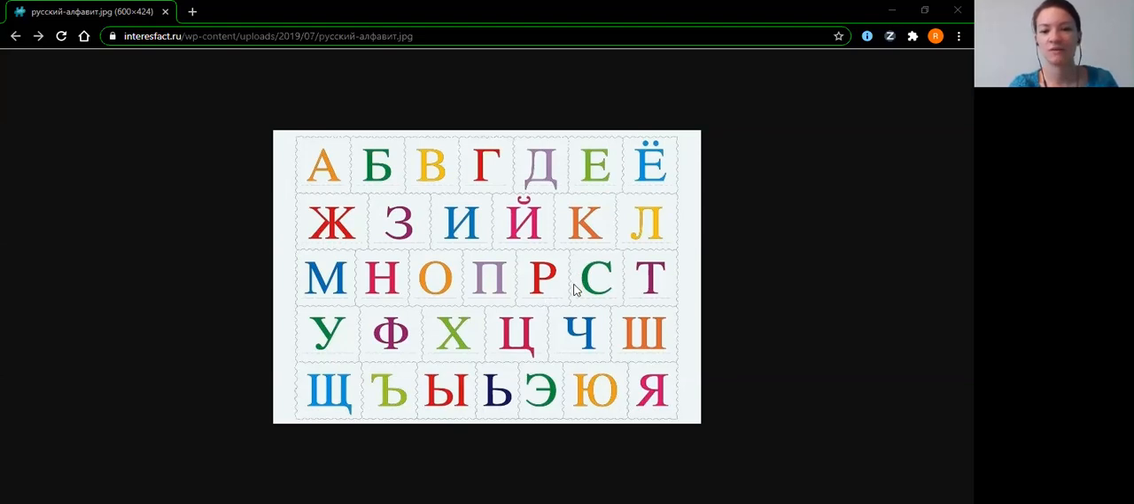Then we have, it's important to know that some students, for example from Spanish-speaking countries or German-speaking countries, can mix S and Z. The difference is very easy, because S we say without any voice, and Z we say with voice.